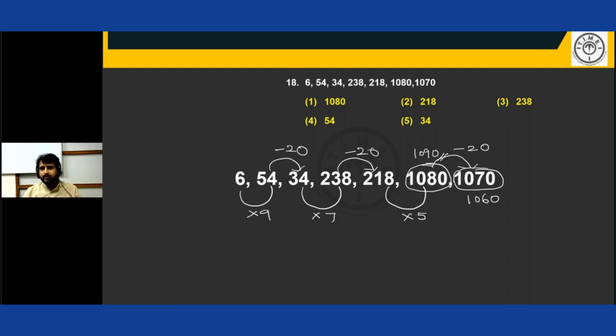So what is the wrong number in the series? 1080. 1080 is the wrong number, 1090 is the correct number. So what will the next number be? 1070, perfectly matching after subtracting 20. 1090 minus 20 is 1070. So it alternately multiplies and alternately subtracts 20. The numbers which you are multiplying are odd numbers in decreasing order, 9, 7, 5.